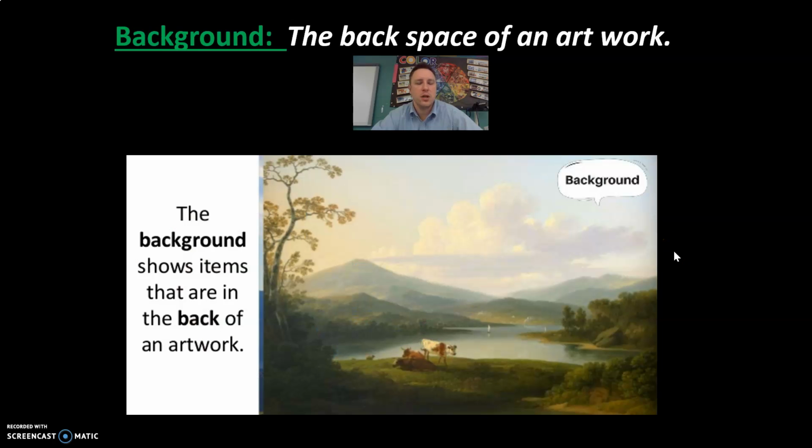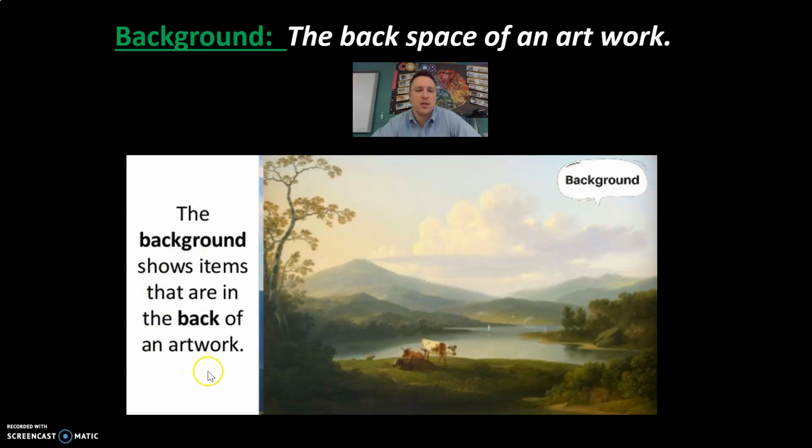So moving on, your next word is background, and background is the backspace of an artwork, which is pretty self-explanatory, hence this little bubble over here. This is background, and this note, this is the background, shows items that are in the back of the artwork. Pretty self-explanatory, not much to talk about here.